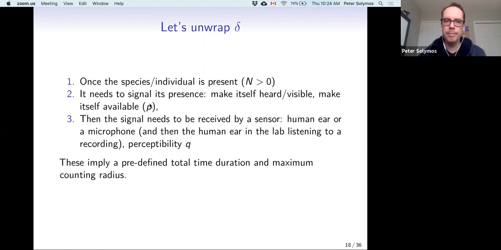So when we look at P, that means the longer we stay there and do the survey, the more chances we have to hear and see the individuals. And Q implies that the larger area we are sampling, the more individuals we might encounter.